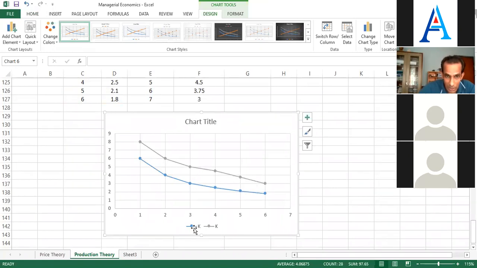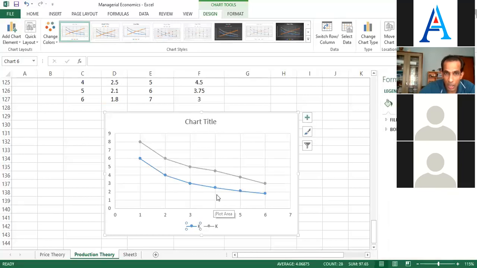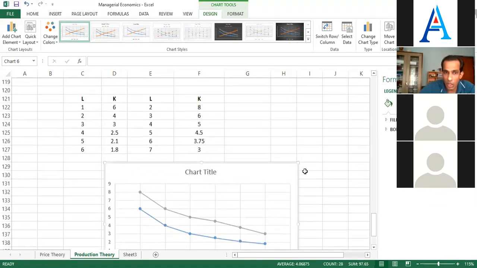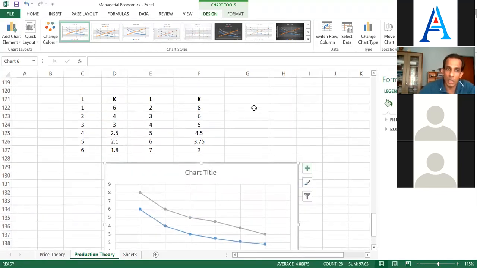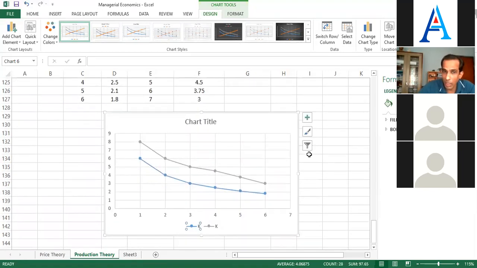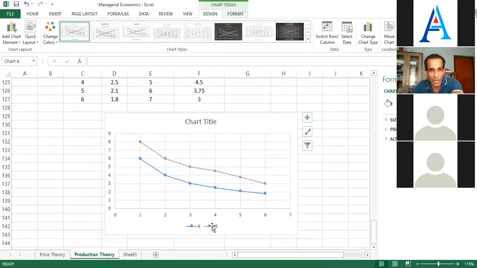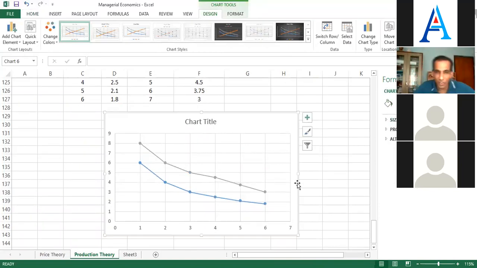So this is the curve which shows the factor combinations to produce 100 units, and this is for 200 units. If the firm wants to produce more, they have to increase inputs further. That means when you get a set of isoquant curves, what is the meaning of that? That is the important point we need to identify here. If the firm wants to produce more, they have to use more inputs.